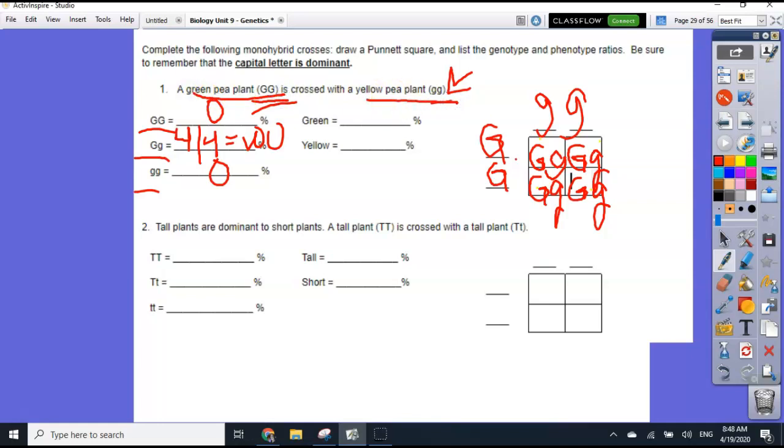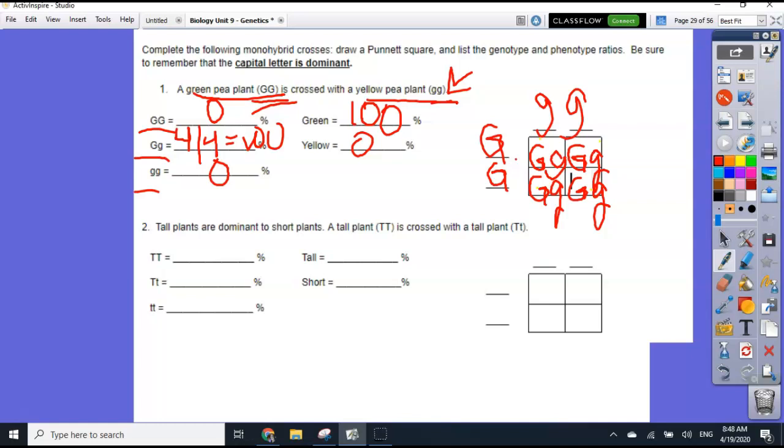So what percentage are going to be green? What percentage have a capital letter? All of them do, right? 4 out of 4, so 100%. And what percentage are going to be yellow? 0.